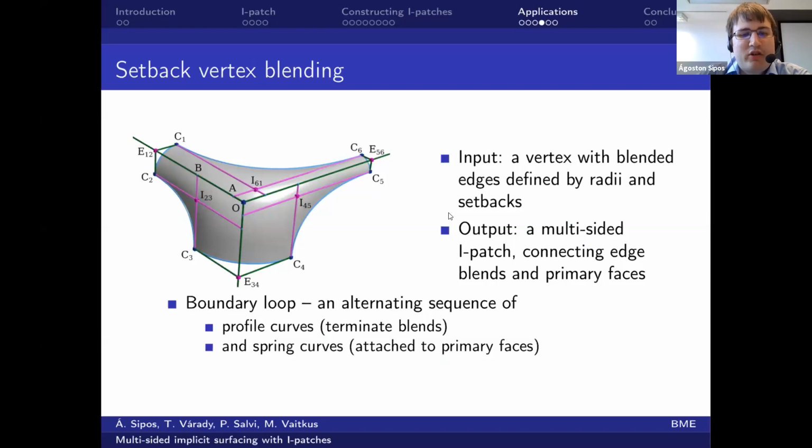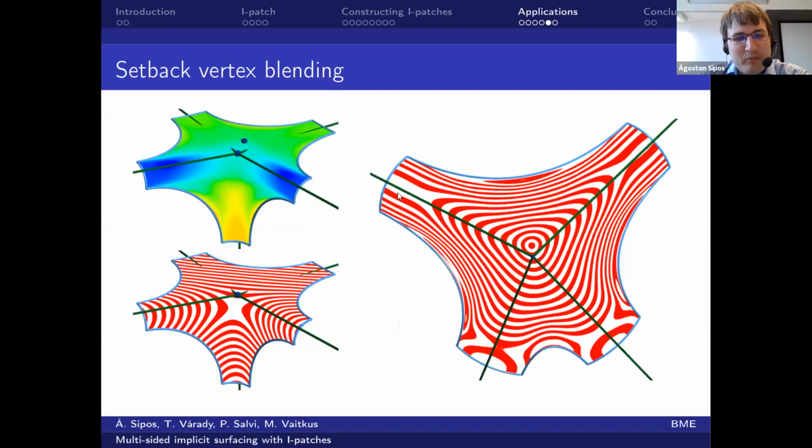Our other application is setback vertex blending. This means that the vertex of the polyhedron, denoted here by O, needs to be smoothly blended with the vertex blend joining to blended edges and the faces. These blends provide smooth connections to the edge blends and the faces, and so they often have a large number of sides. Our construction naturally handles this. See, for example, these 8 or 10-sided patches.